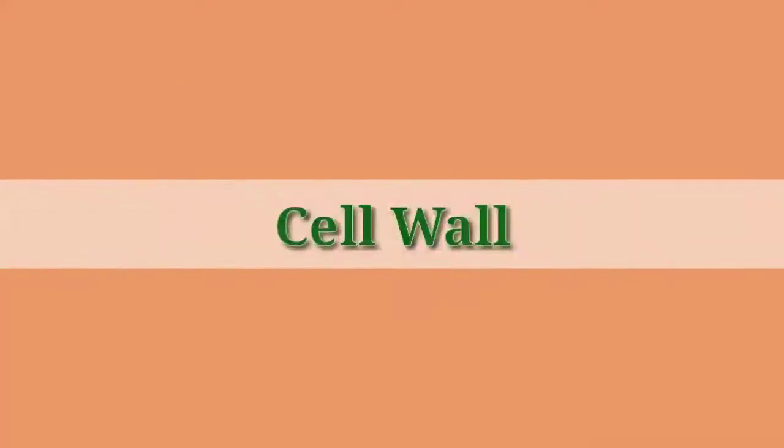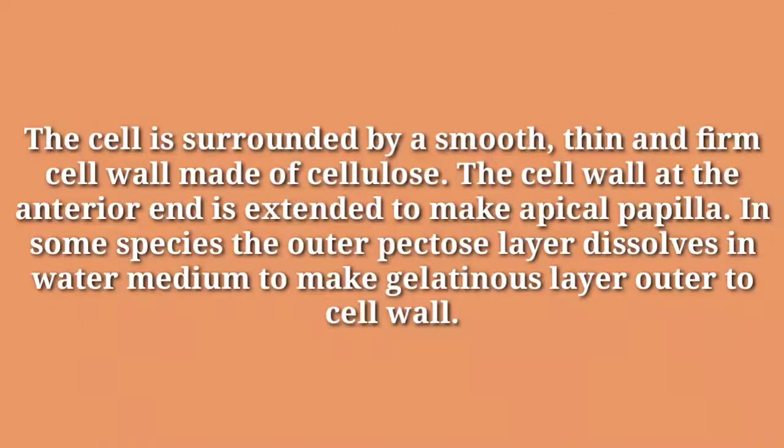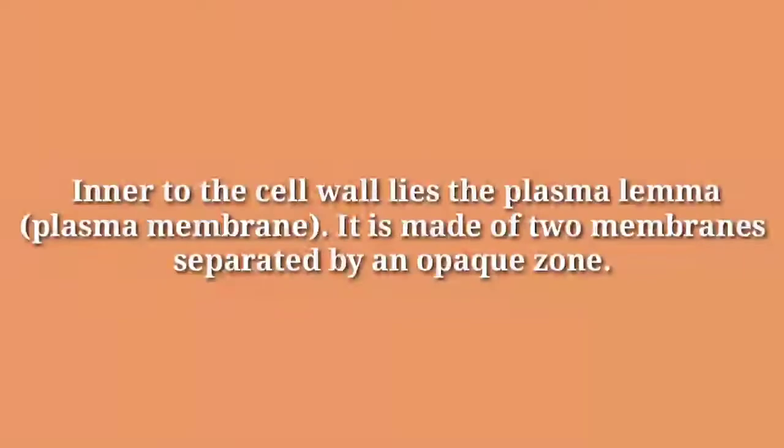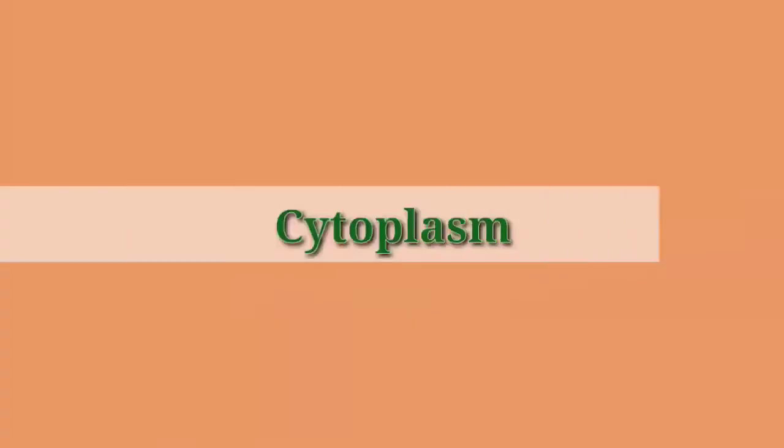Cell wall. The cell is surrounded by a smooth, thin and firm cell wall made of cellulose. The cell wall at the anterior end is extended to make an apical papilla. In some species the outer pectose layer dissolves in the water medium to make a gelatinous layer outer to the cell wall. Plasma membrane. Inner to the cell wall lies the plasmalemma, or plasma membrane. It is made of two membranes separated by an opaque zone.